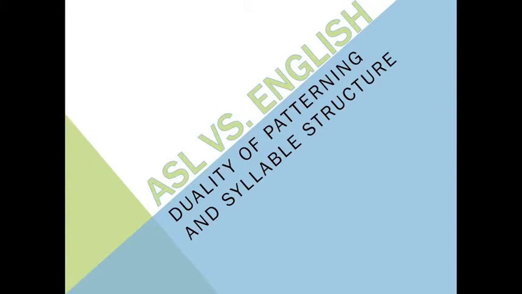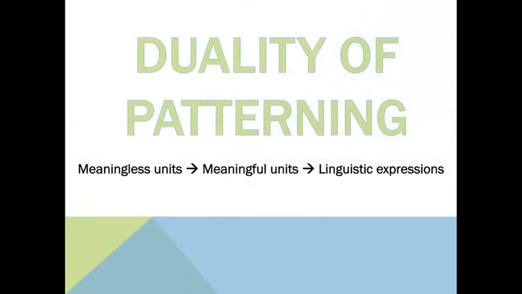Despite the obvious differences between spoken language and sign language, the two types of languages do share some fundamental similarities, in particular, duality of patterning and syllabic rules. Duality of patterning is one of Hockett's 12 design features. It assumes that linguistic expressions can be broken down into minimal meaningful units called morphemes, which can be further broken down into meaningless units called phonemes.